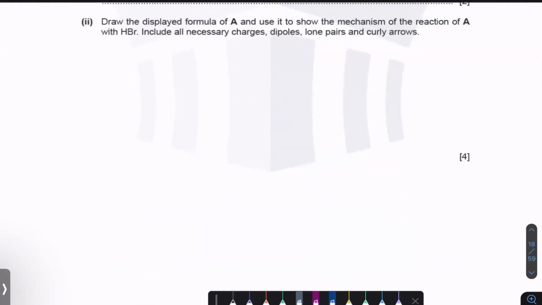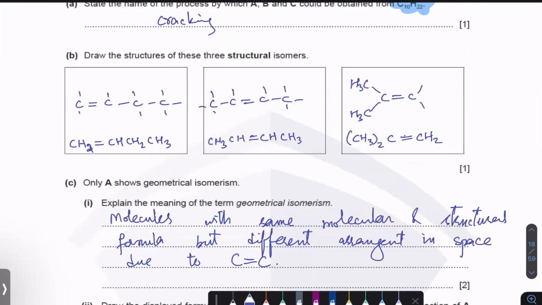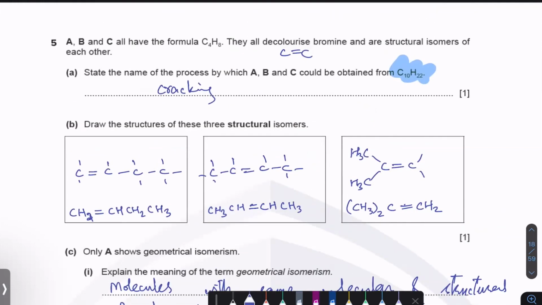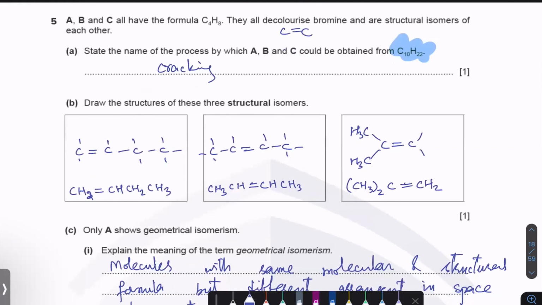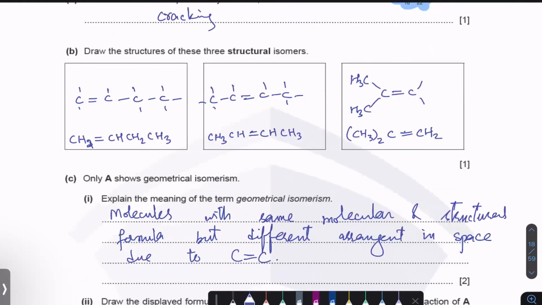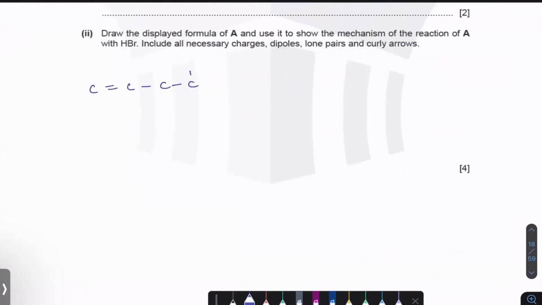Draw the displayed formula of A and use it to show the mechanism of reaction of A with HBr. Okay, that's pretty straightforward. A क्या है? कोई उसने बताया नहीं. ठीक है, तो you can pick any one. Okay, let me pick the one that we draw. ये था. Since it says कि A is geometrical, तो हम वो double bond वाला जो हमने बनाया वो वाला नहीं लेंगे. Oh, A shows geometric. Sorry, I forgot. So ये होना चाहिए.